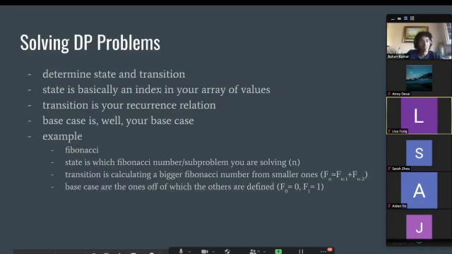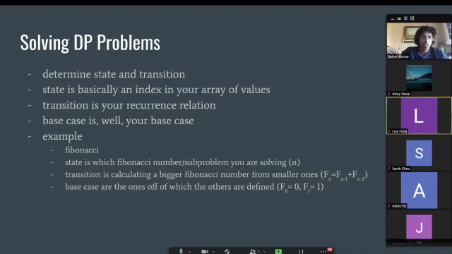Okay, so now to solve DP problems, the two things you have to determine are the state and the transition, right? So could anyone tell me what the state for Fibonacci is? That's basically what you want to solve for. So what would the state be for Fibonacci? What are you trying to solve for? Anybody? The nth term of the sequence? Yep, you're solving for the nth Fibonacci number.